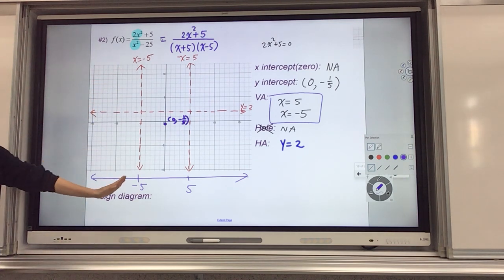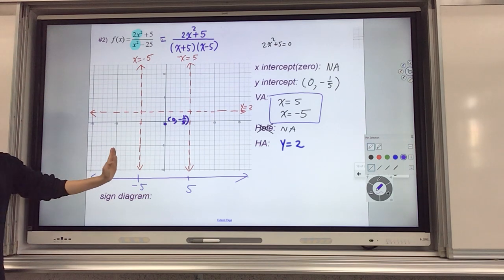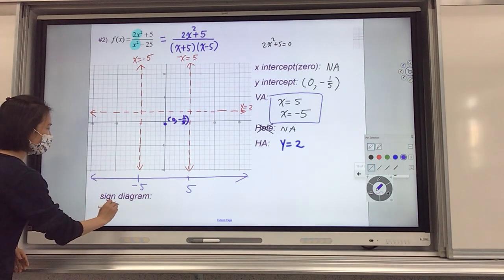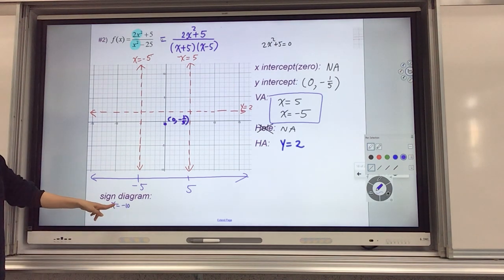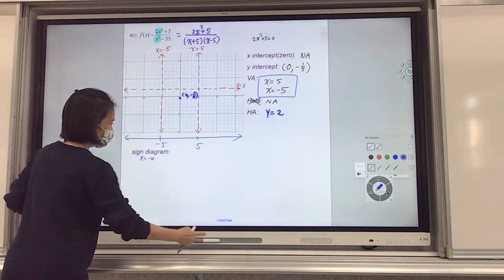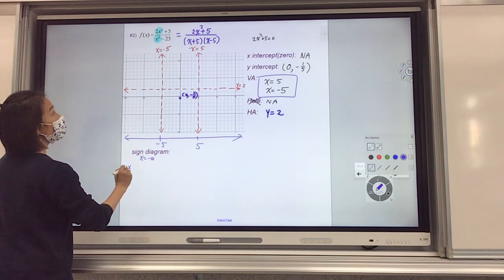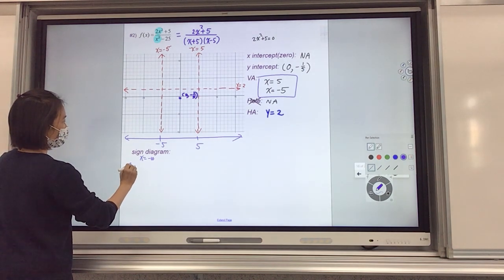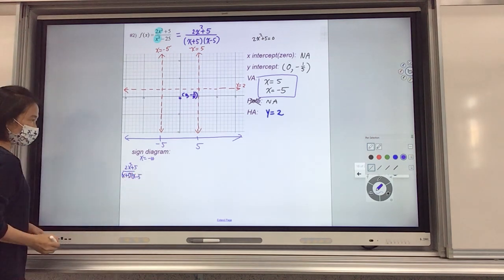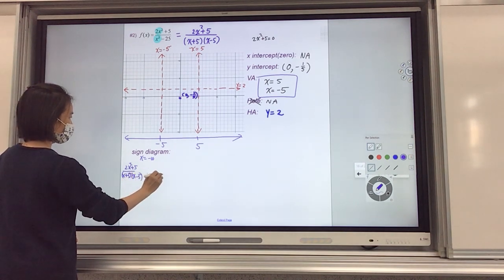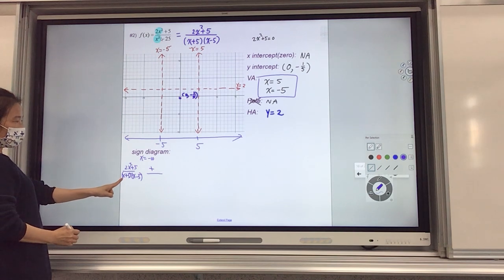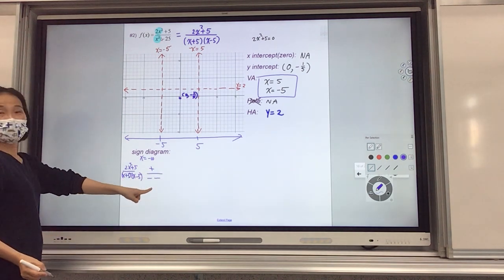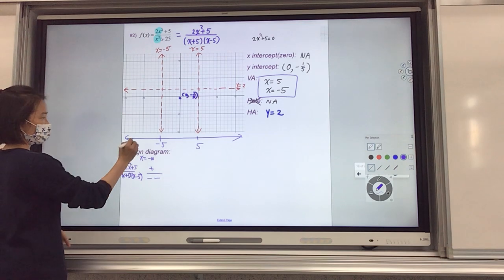Let's test a point from negative infinity to negative 5. Let's say x equals negative 10. Let's go big. Here I have 2x squared plus 5 over (x plus 5)(x minus 5). On top is always positive because it's squared. At the bottom, that's negative, negative. Together is positive.